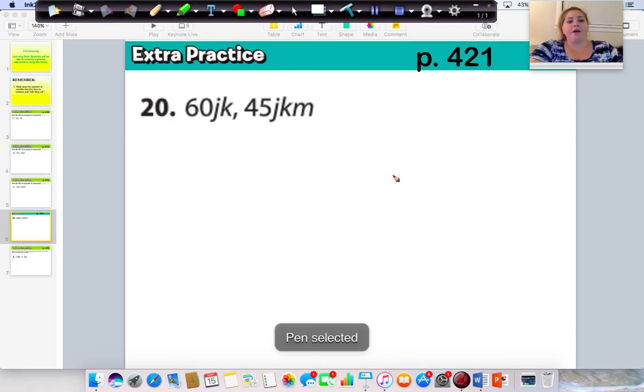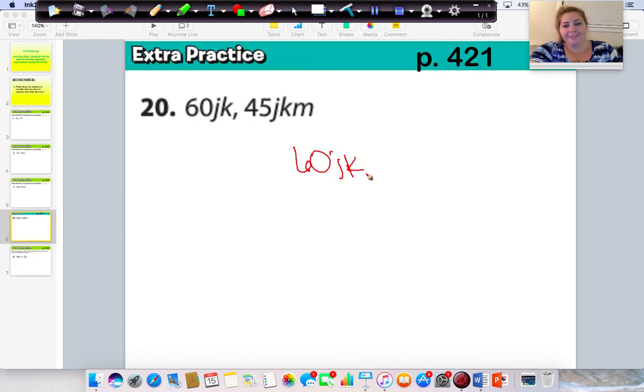All right, we've got 60JK. No, but seriously. Got it. 45JK, but seriously.